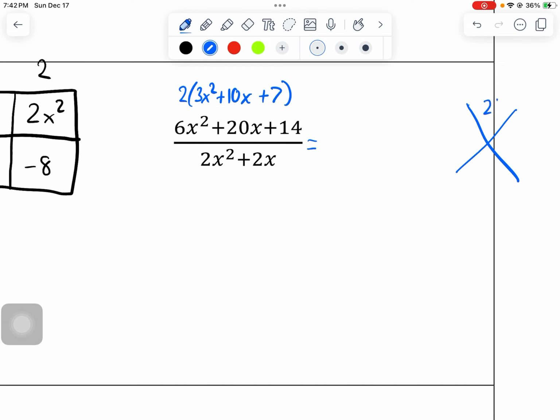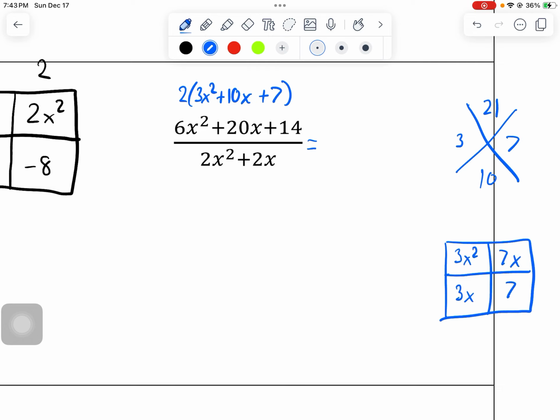So then I would have factors of 21 that add to make 10, which are 3 and 7. Try that one more time. So then I would have a 3x squared in this first box, a 7 here, 3x, 7x, we'd get 7, 1. This would be x, and this would be 3x. Okay, that makes a lot more sense. So I'd have a 2 on the outside, an x plus 1, and a 3x plus 7.